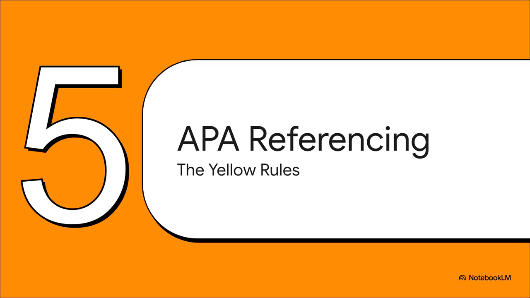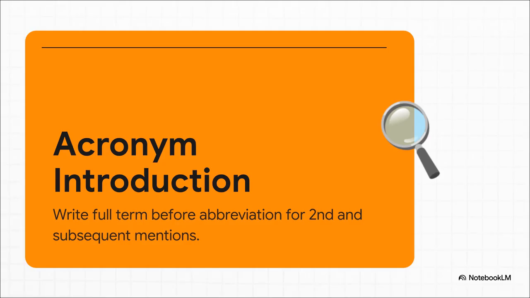Finally, we hit Section 5, Mastering APA Referencing, Navigating Those Yellow Rules. We're in the yellow guidelines now, the most detailed and, honestly, most dreaded part of the blueprint. Let's tackle acronyms, a huge stumbling block for students. The golden rule? You absolutely must define an acronym the very first time you use it.